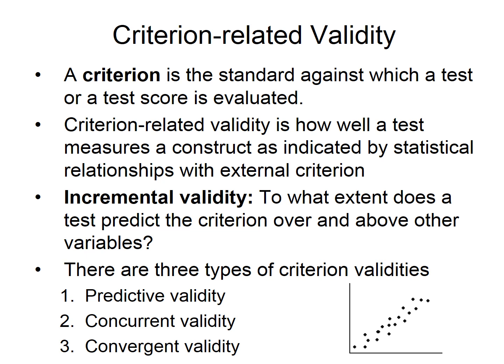Remember, we've already determined that it's reliable to be moving on to this next phase. What we're now looking at is the measure that we're validating: is it related to other criterion? Criterion simply means a marker or a measure or a standard. A criterion is the standard against which a test or a test score is evaluated for validity. Criterion-related validity is how well a test measures a construct as indicated by the statistical relationships with external criteria. In other words, things that aren't the test itself.